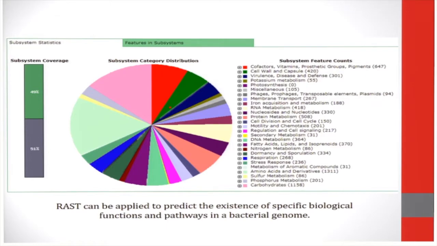As you can see, the genome has been analyzed and the pathways have been allocated to their respective functions. So as you can see, the designation has been done in terms of the cofactors, vitamins, and phenolic groups, as well as the pathways related to stress response.